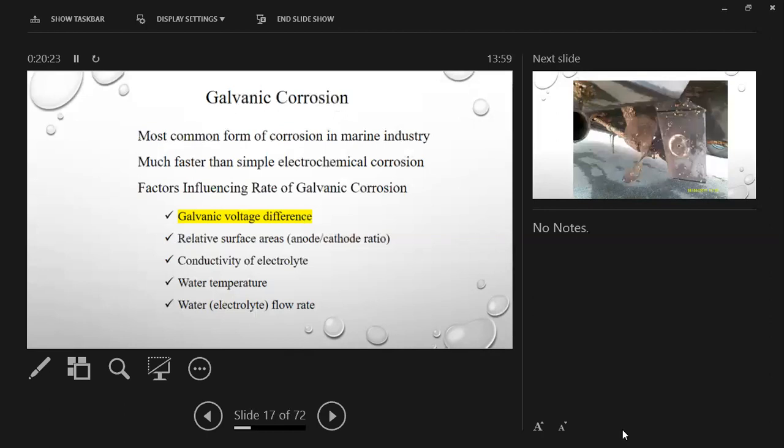So it can go fairly fast. Now, make it straight current. We'll talk about that some more, and you could have a lot more than 2 volts going through there. The relative surface area, the anode cathode surface area, will affect the rate of galvanic corrosion. Conductivity of the electrolyte: salt water is a pretty good conductor compared to, say, fresh water. Water temperature: the higher the temperature, the more active the reaction. And the electrolyte flow rate. The more flow, the faster the galvanic corrosion rate could be.